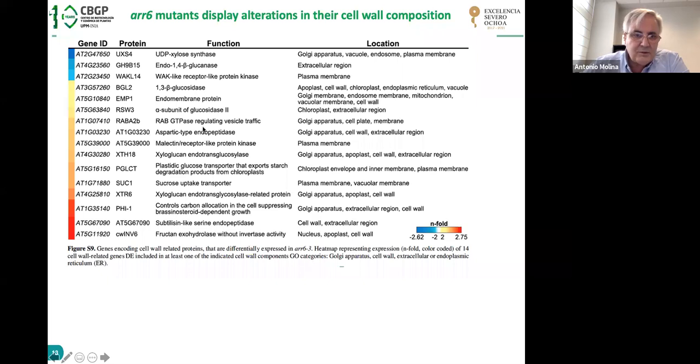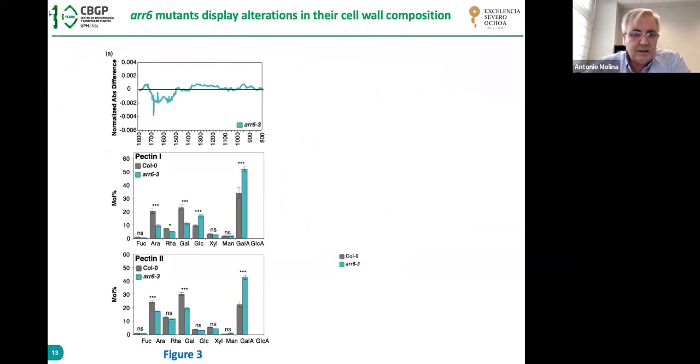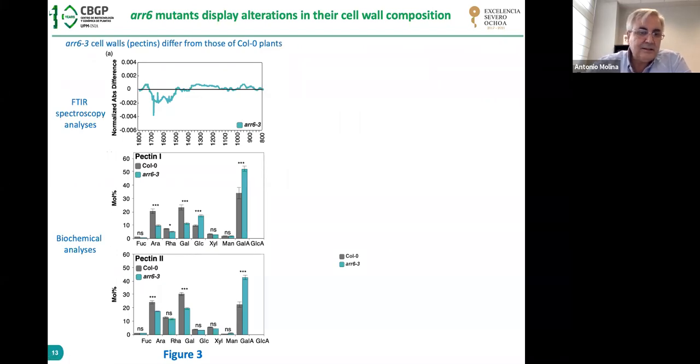Arabidopsis, we decided to explore if, like in other cases that we have in the lab, this mutation would affect the cell wall composition, and this would have an impact on Arabidopsis resistance to these pathogens, Plectosphaerella and Ralstonia solanacearum. To do this, we extracted a cell wall from the wild type and the mutant, and performed different biochemical and cell wall analysis. And this analysis revealed that clearly the ARR6 mutant shows alteration in the cell wall compared to the wild type line.